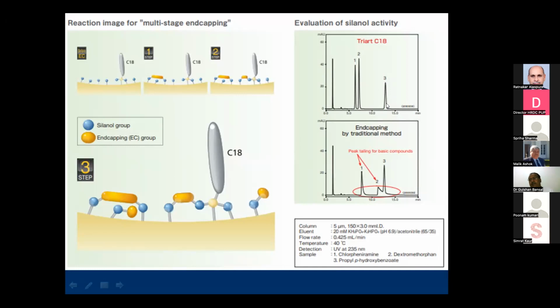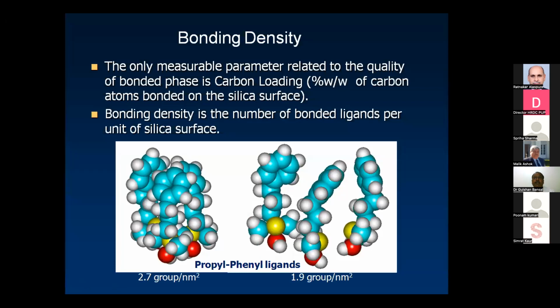Nowadays, all the stationary phases which are coming to the market, which are available commercially, are usually end capped. Another important factor is a bonding parameter of the stationary phase, the bonding density.